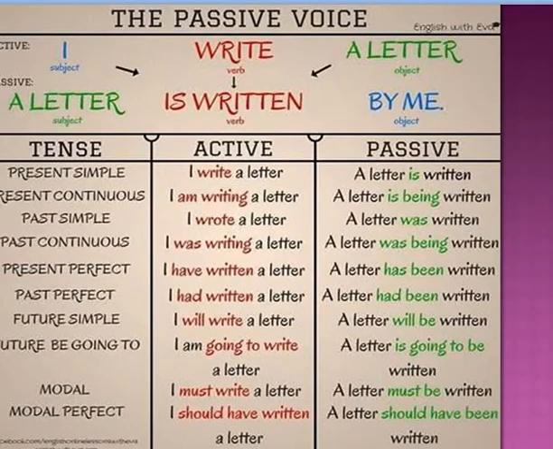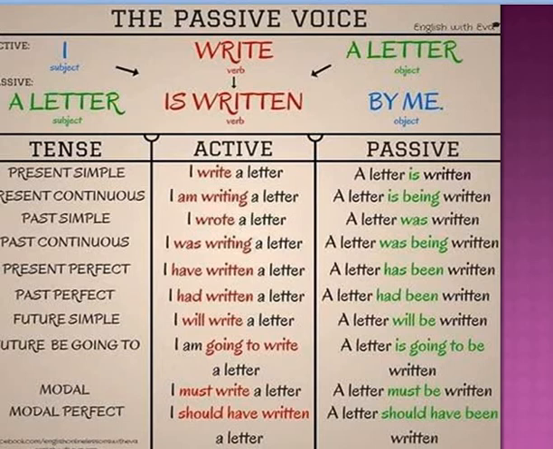Now, let's do the passive voice of one single sentence in different tenses. The sentence is: I write a letter. In passive voice, it will become: A letter is written by me. And in all the tenses, let's study it together. I write a letter: A letter is written by me. I am writing a letter: A letter is being written by me.